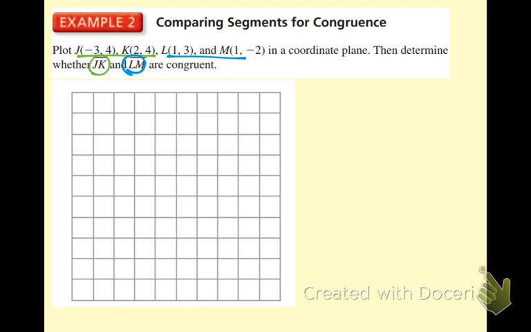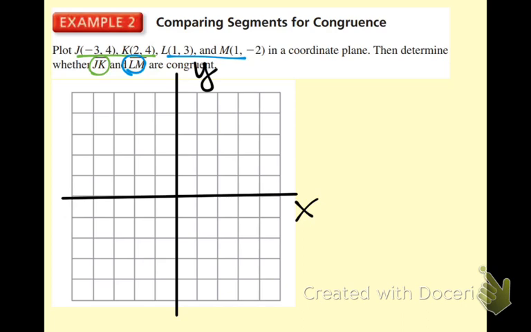Yeah, we need the lines, which, yes, you can call labels. I don't require you to number them. I'm not going to put 1, 2, 3, 4, 5. I don't got time for that. You can if you want to, but I am not going to, and I'm not requiring it. So we're going to first plot J.